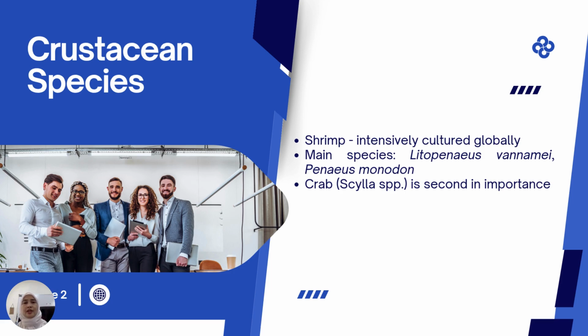All right. So for the crustacean species, remember we have shrimp and also we have crab. So for the shrimp, this is an intensive species that has been cultured worldwide. So we have two main species, which is Litopenaeus vannamei, or locally known as udang putih, and the second species is Penaeus monodon, or locally known or more familiar with black tiger prawn or tiger prawn. And for the crab species, we will focus on the Scylla serrata. So this is the second important species for the crustacean.